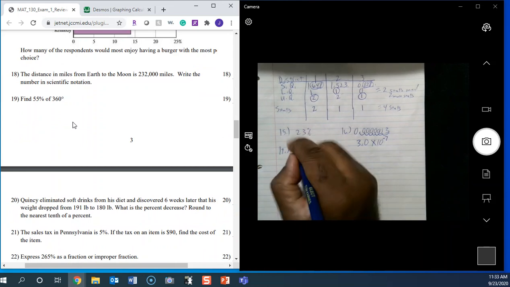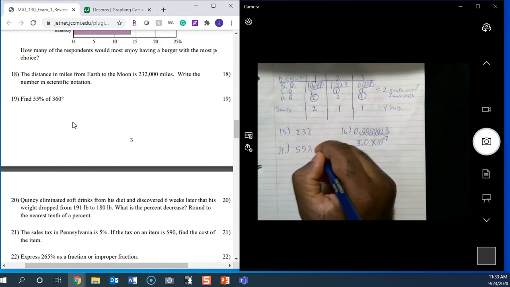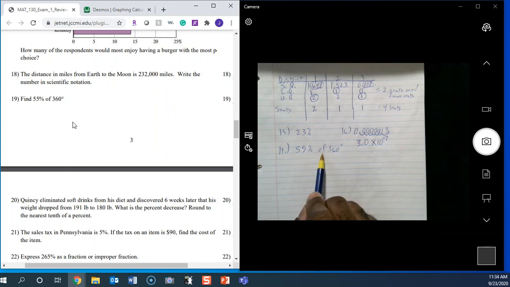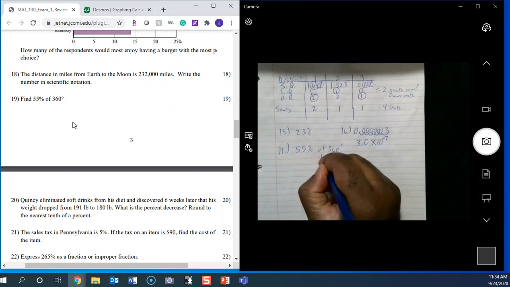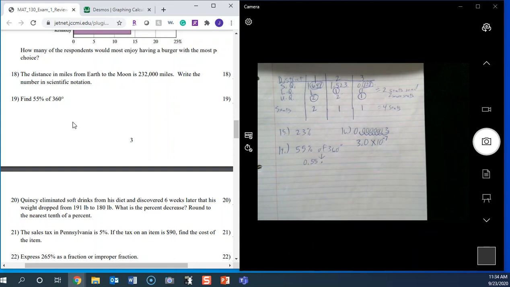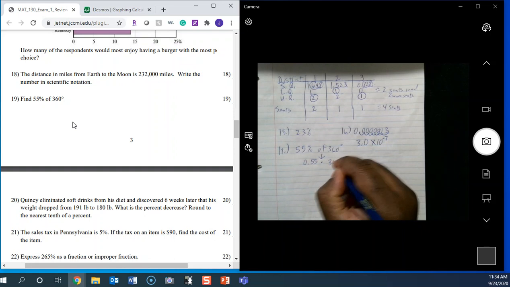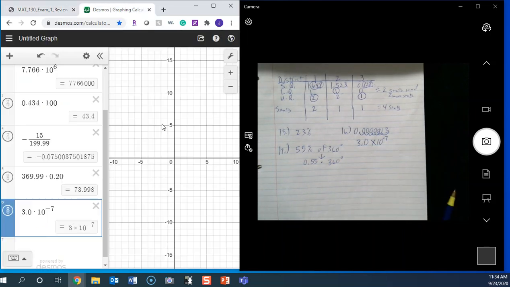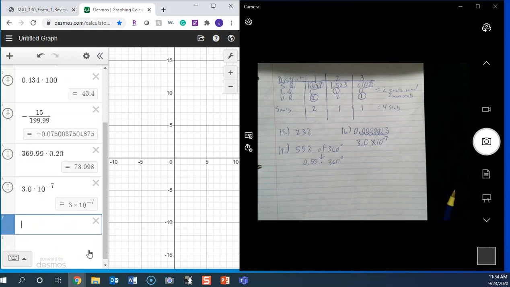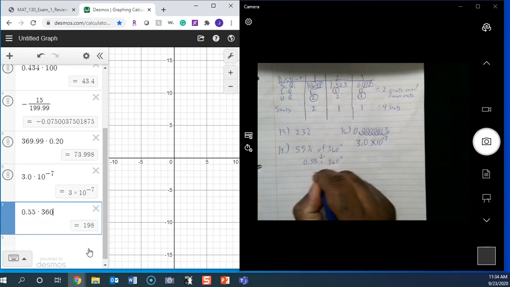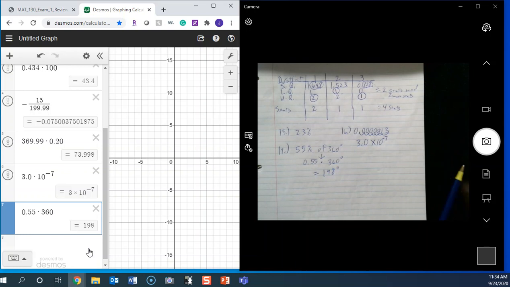It says find 55% of 360 degrees. Now the word of means multiplication. So we'll multiply. We'll change this 55% to 0.55, and we'll multiply that by 360 degrees. So we'll take our Desmos calculator, and we would take our 0.55 and multiply by 360. So this would give us 198, and we'll put the degree symbol there.